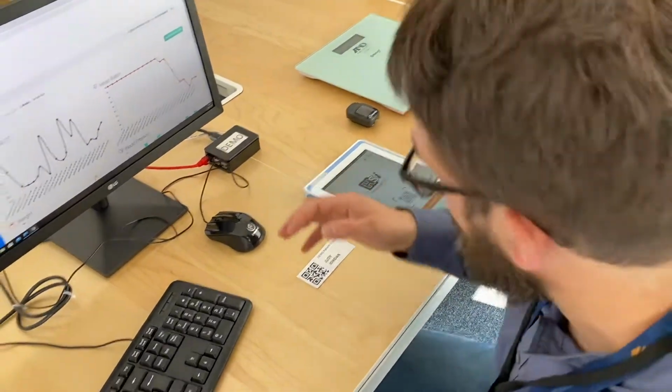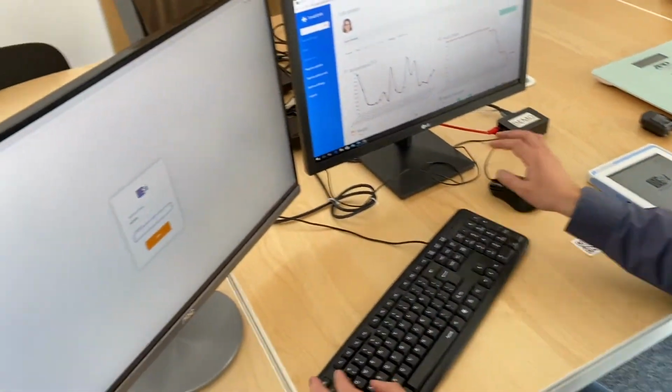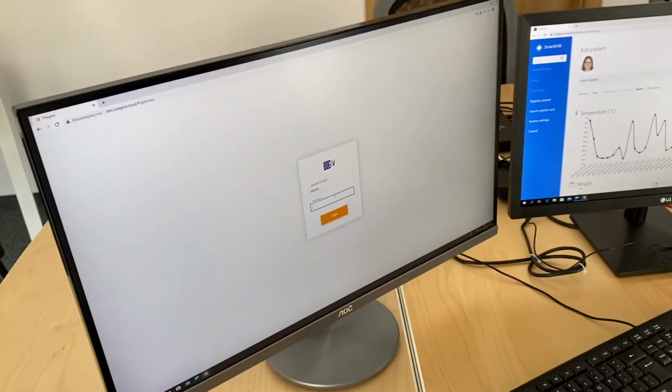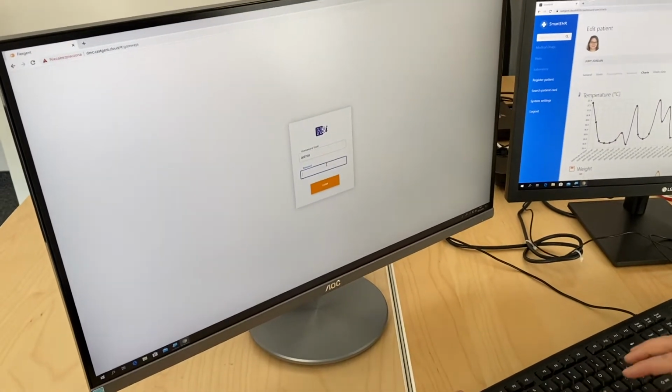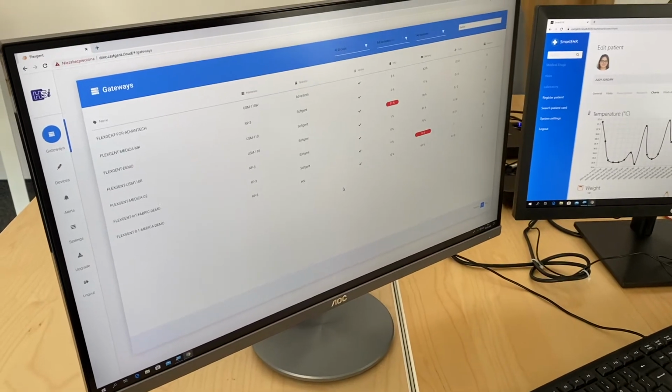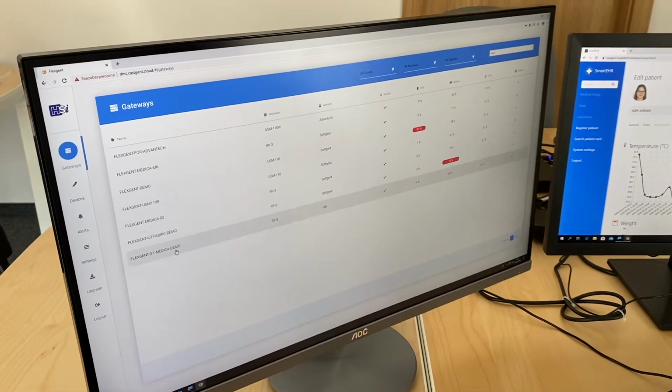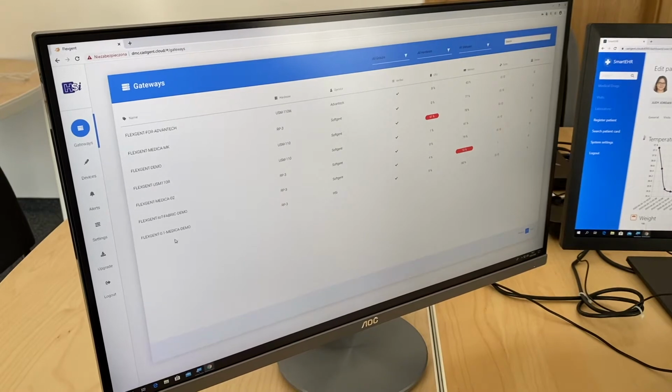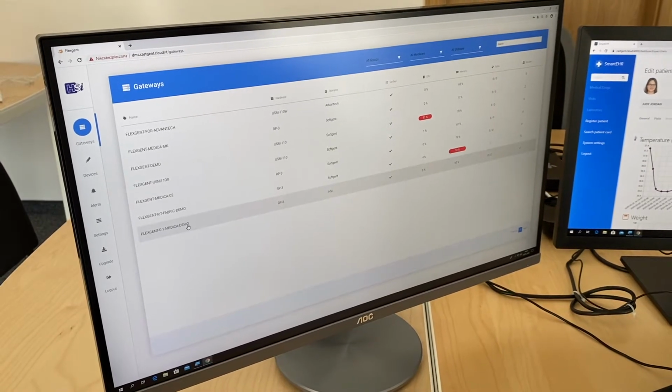I would like to demonstrate really quickly how the solution is working. So I will start with the management application that is intended for hospital IT personnel. I will log in really quick to this application, and I have this gateway. That is a list of gateways that the system is currently using. The one that I brought into this presentation is this particular one.